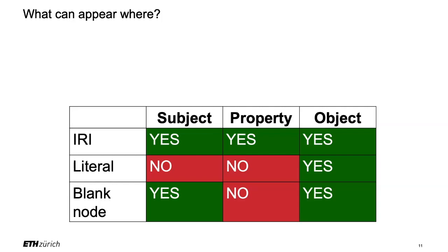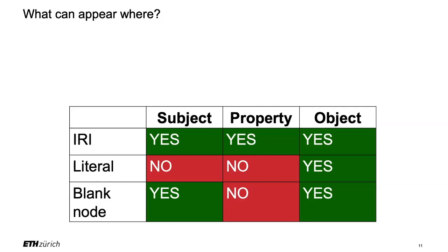It wouldn't make sense to use a number instead of a verb, right? I can say like ETH 23,000 Zurich, it doesn't mean anything, right? So this is why, and the blank node, that's the same. It would be like a phrase without a verb. So the property must be a URI, and the subject can be a URI or a blank node, right? It can be a URI or a blank node.